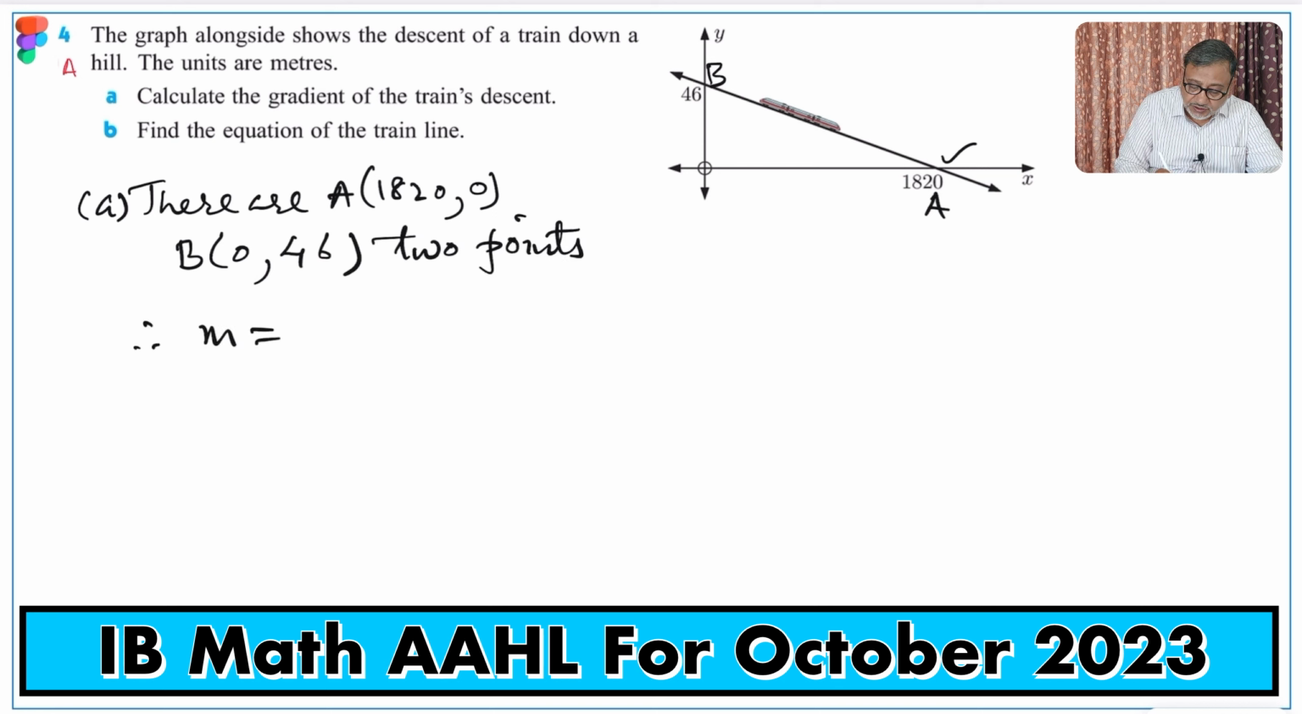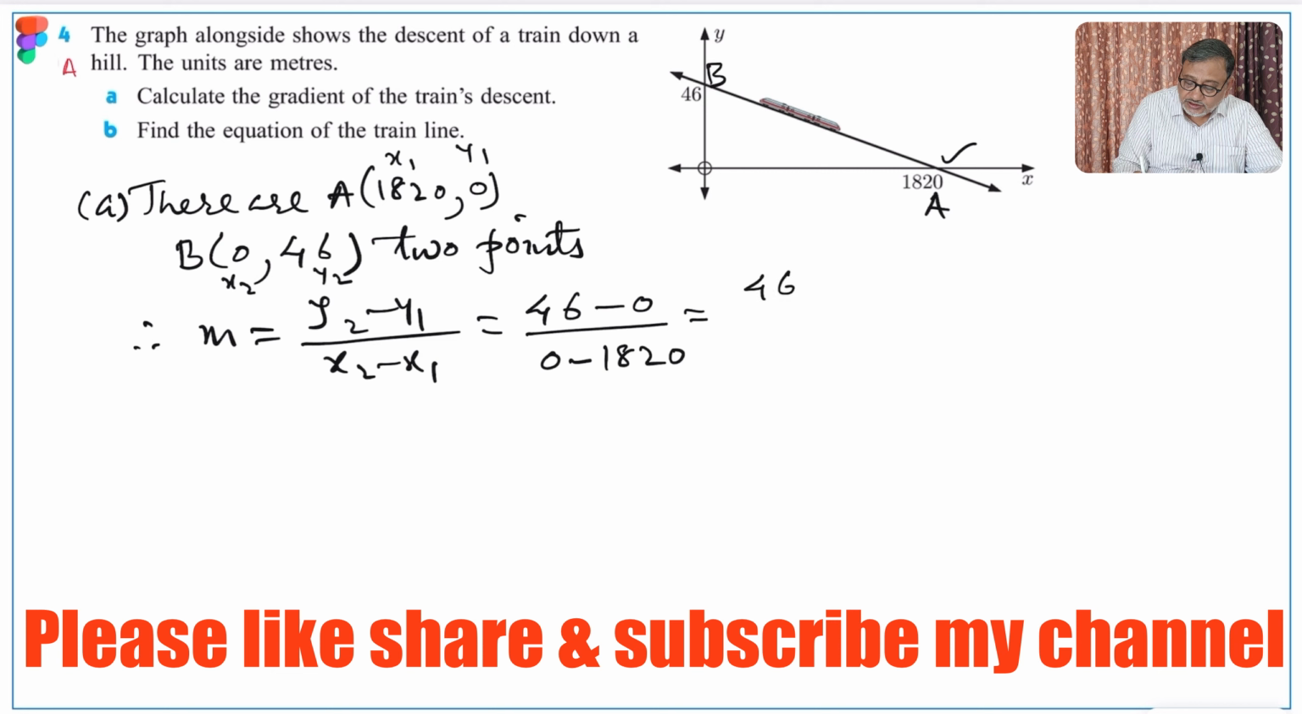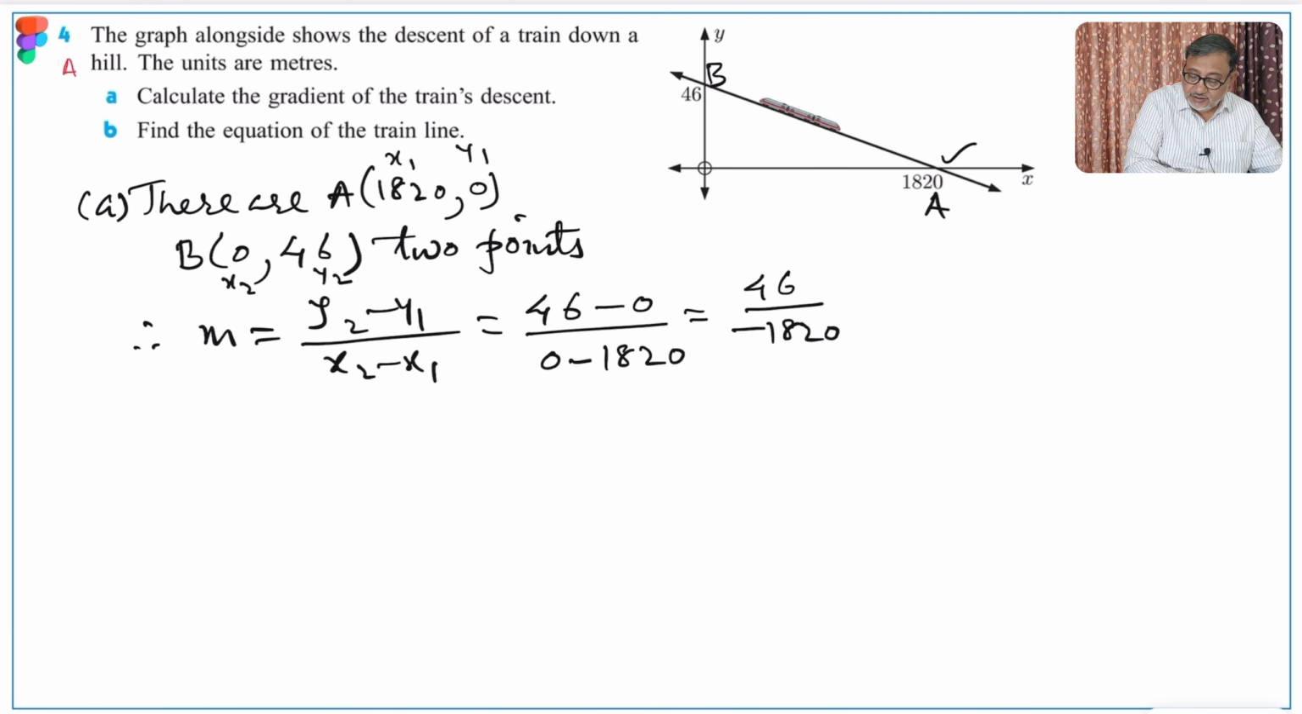Therefore m is equal to, what is the formula for the gradient? y2 minus y1 over x2 minus x1, right? So this is x1 y1, this is x2 y2. So y2 minus y1, 46 minus 0, over x2 minus x1, minus 820, 1820. So 46 divided by negative of 1820. Okay, when I simplify this, 46 divided by 1820, in simplified form it will be negative of 23 by 910.